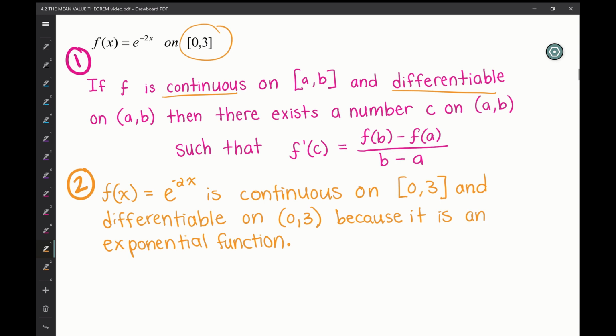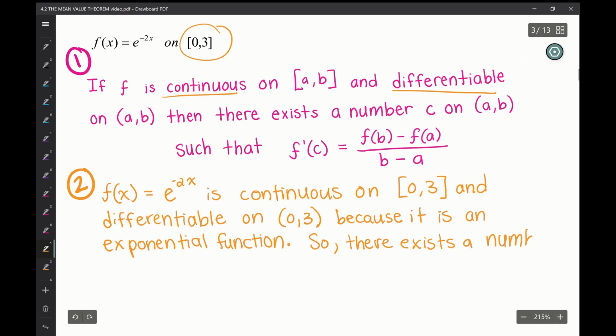Because we've met these two hypotheses, there exists a number c on the open interval 0 to 3 such that f prime of c is equal to f of 3 minus f of 0 all over 3 minus 0.